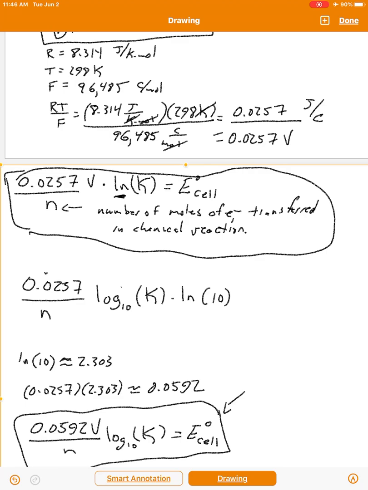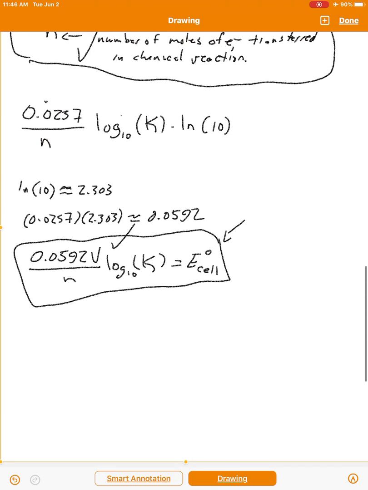If you want to test that, just make up a couple numbers. For n, make it 1, and for K, make it 2. Don't make it 1, because the log of 1 is 0. But if you put in a value like 2 for K and a value of 1 for n, just to make it simple, and calculate the standard cell potential for either this equation or this one, you'll get the same answer.